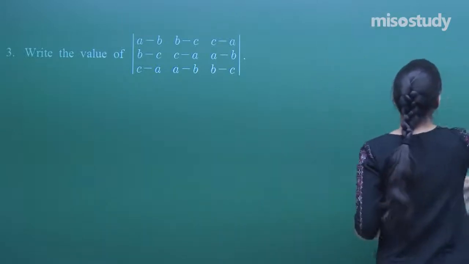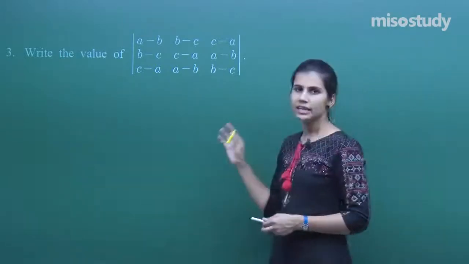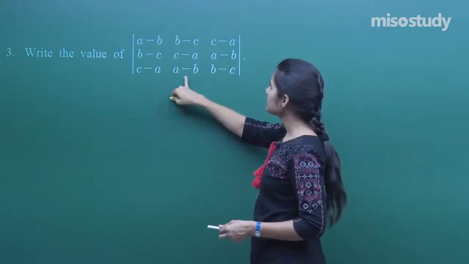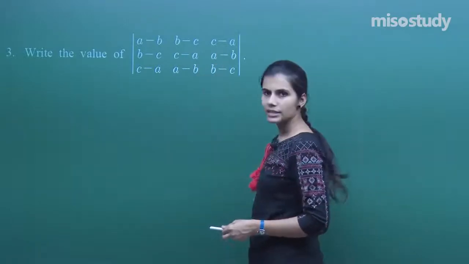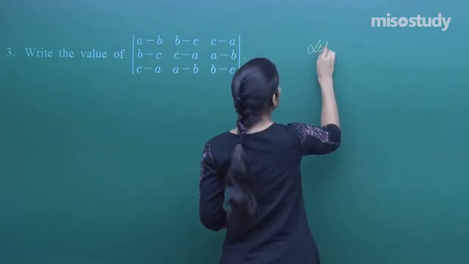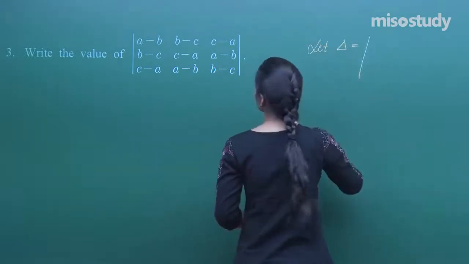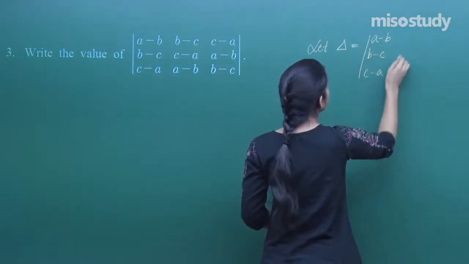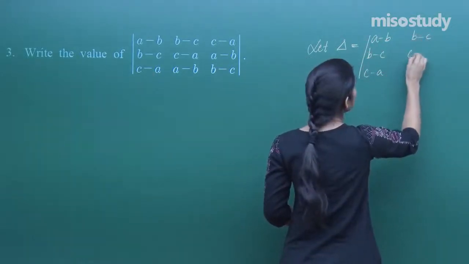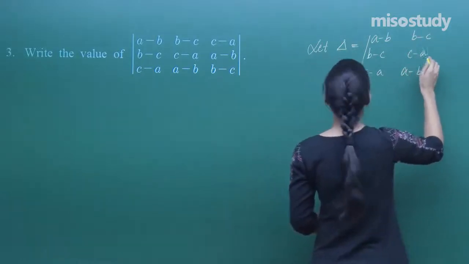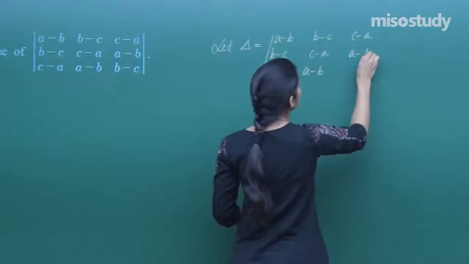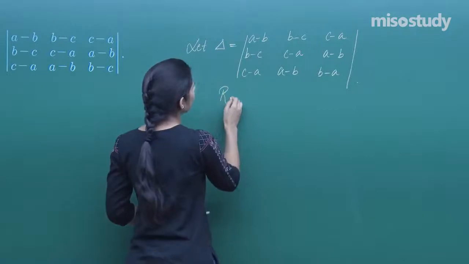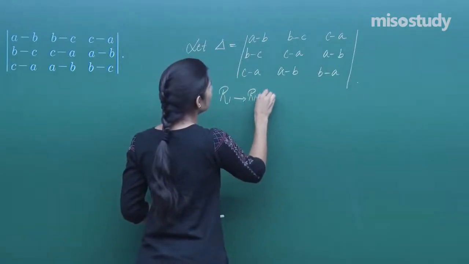Okay, so there is this determinant given to you of order 3 cross 3. It's pretty easy. Clearly you can see this is A minus B, B minus C, C minus A, B minus C, C minus A, A minus B, C minus A, A minus B, B minus C. So if I say let del be the representative of the value of this determinant, then in this situation, if I carry out the operation, row 1 goes to row 1 plus row 2 plus row 3, the value of this determinant is not going to change.